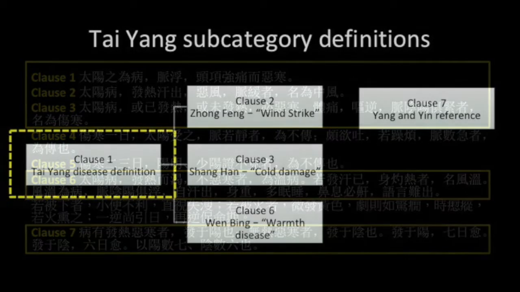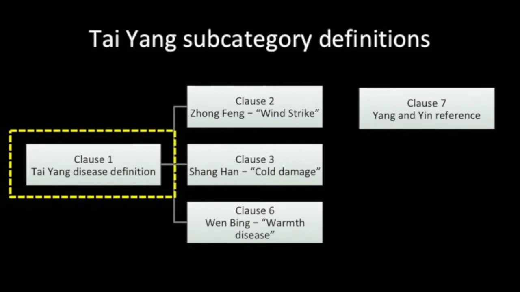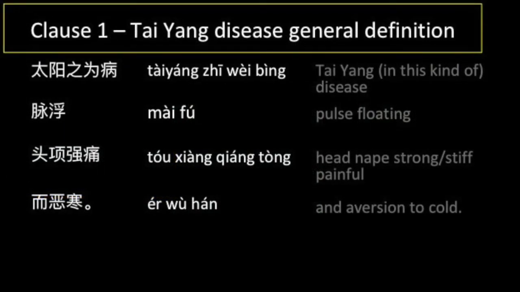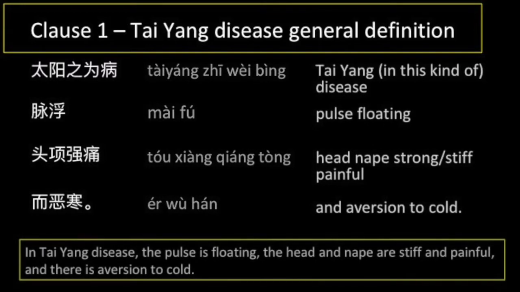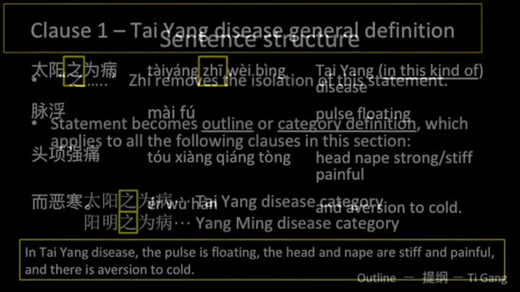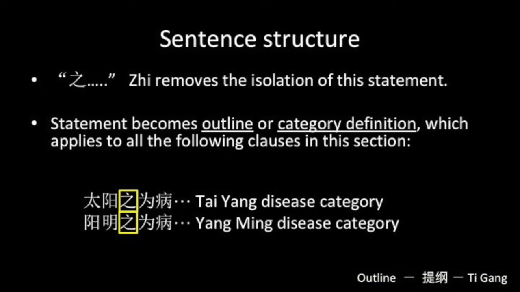First, we will review the general definition of Tai Yang disease as given in clause 1. 太阳之为病，脉浮，头项强痛而恶寒。 In Tai Yang disease, the pulse is floating, the head and nape are stiff and painful, and there is aversion to cold. Here it's worth pointing out that a category definition in the text is indicated by the particle zhi, and this implies that those characteristics will be relevant to the subcategory definitions that follow.